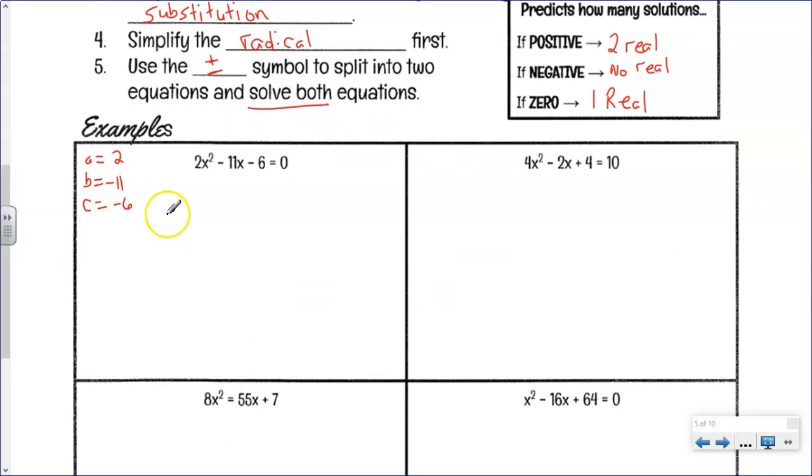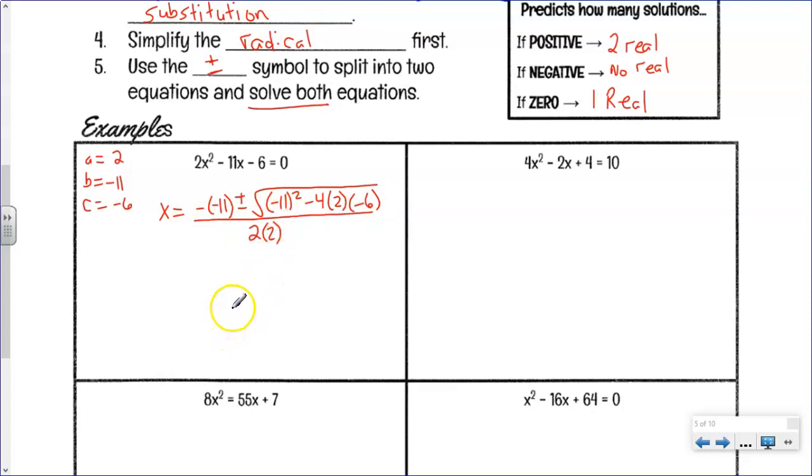All right, so we're solving for x, so it is negative b. So that's negative 11, plus or minus the square root of b squared minus 4 times a times c divided by 2 times a.